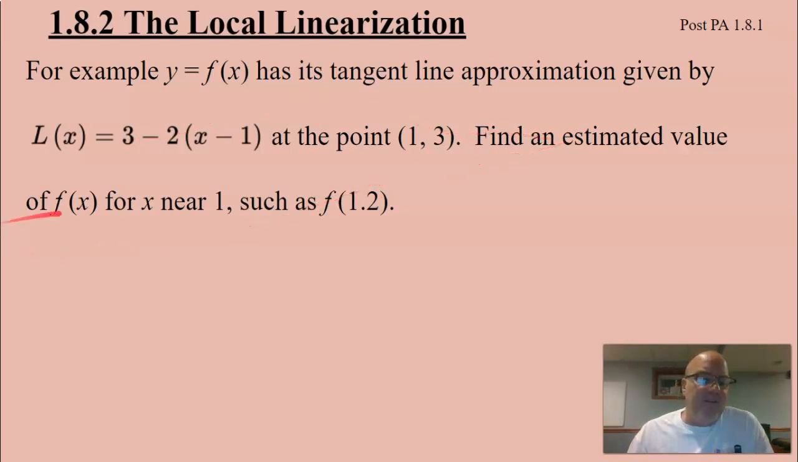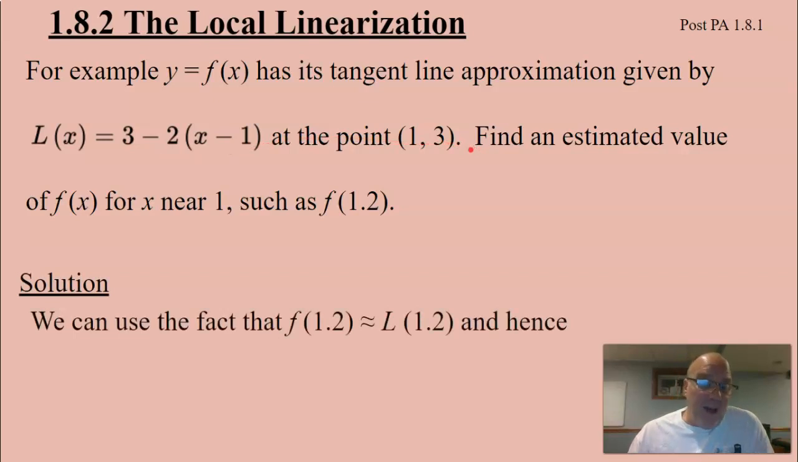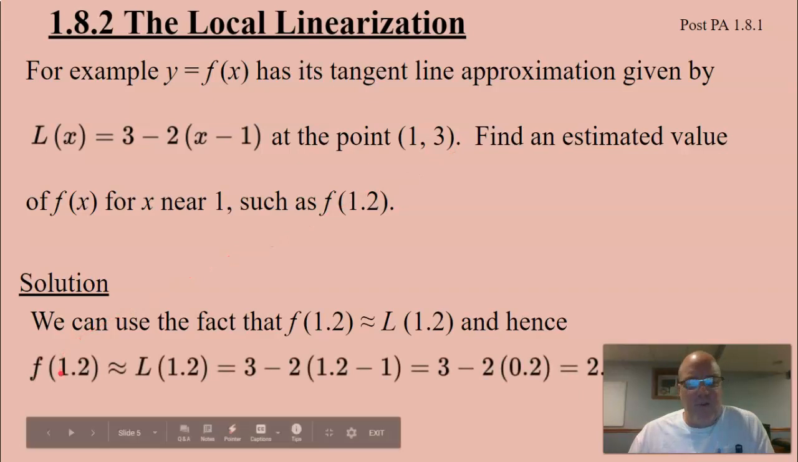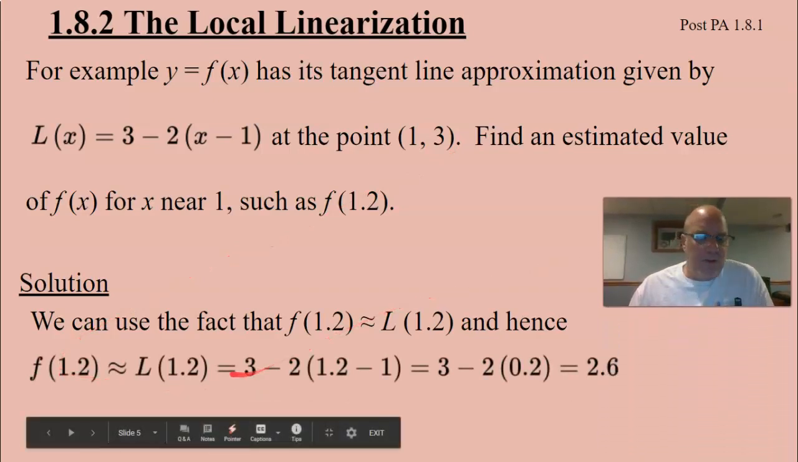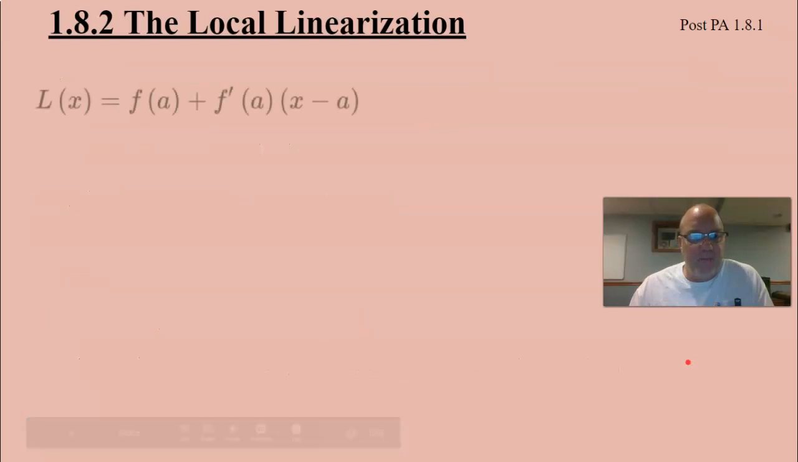We want to find an estimated value of f of x for x near 1, such as 1.2. So it's very close to 1. And we're going to use L of x to actually do that because L of x is very similar to f of x. So f of 1.2 is approximately L of 1.2. When I plug in 1.2, I end up getting 3 minus 2 times 1.2. You guys can go through that, and you get 2.6 for your answer.